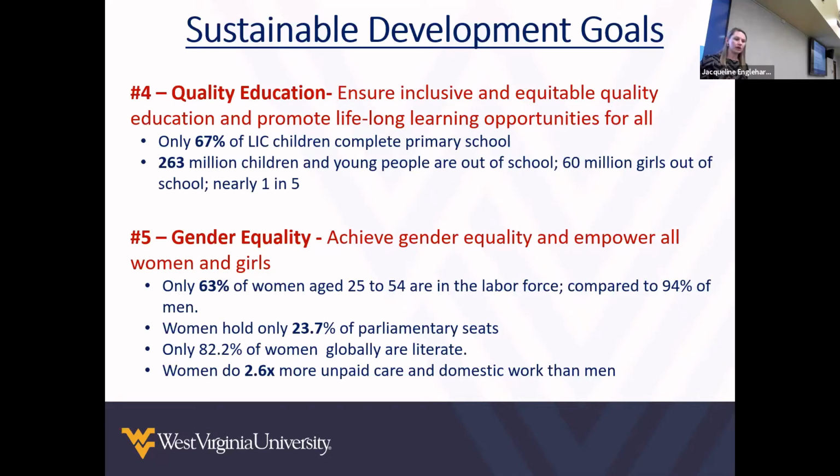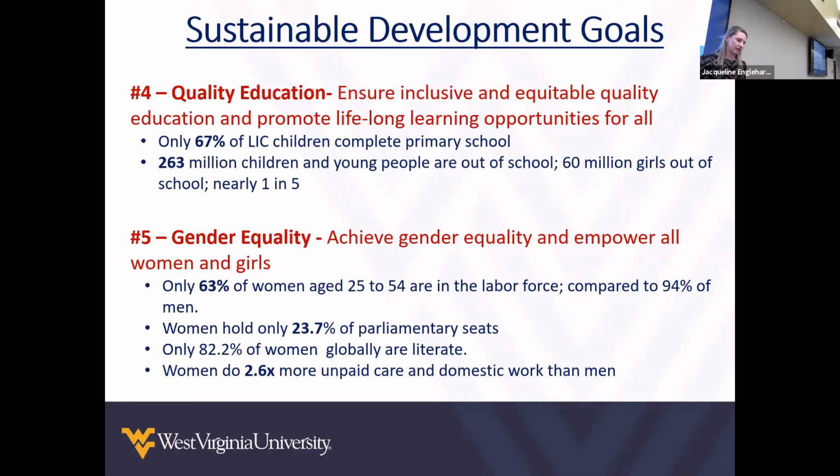So with number 4, ensuring inclusive and equitable quality education and promoting lifelong learning for all. One of the ways that social enterprise really connects with this is that in many countries they do not have the strong education systems and education sector with the same kind of regulations. And so a lot of social enterprise organizations and nonprofits will take up education as their service.